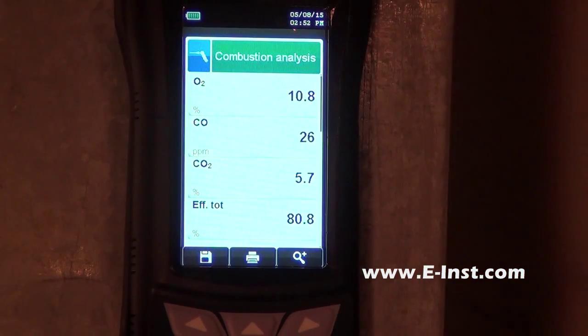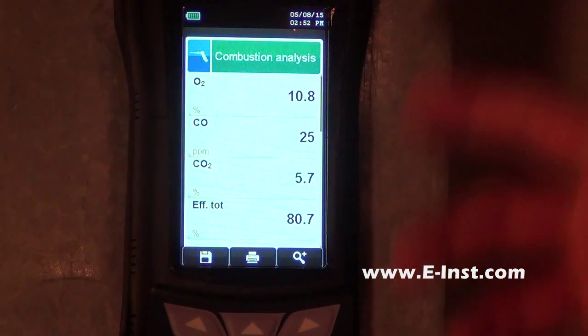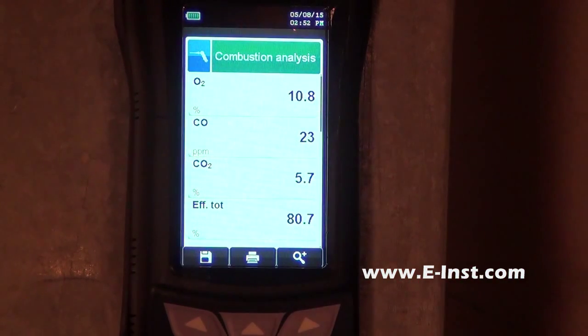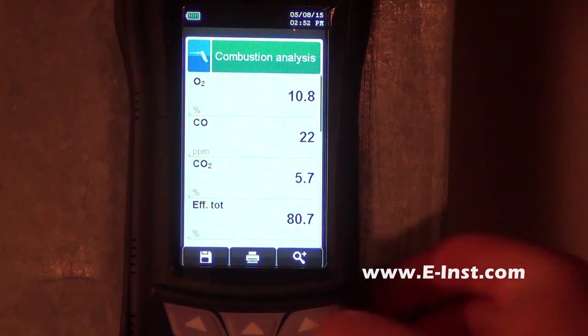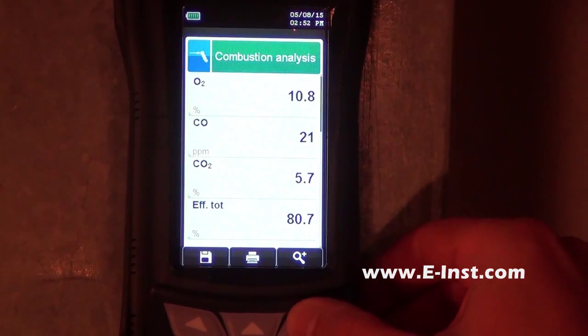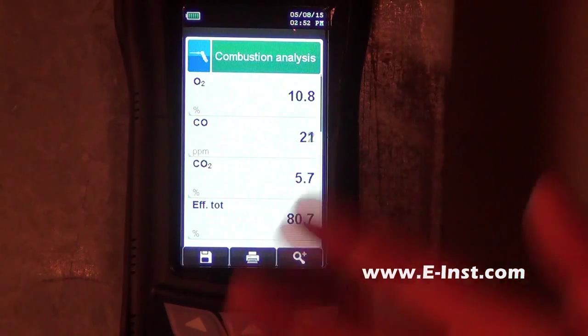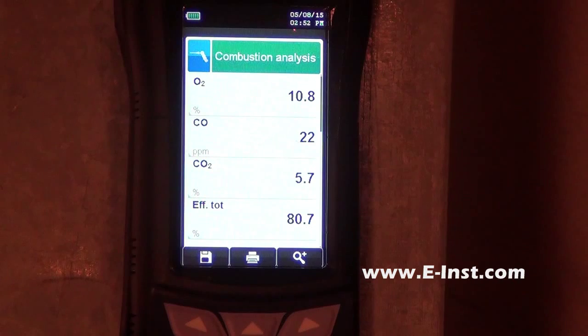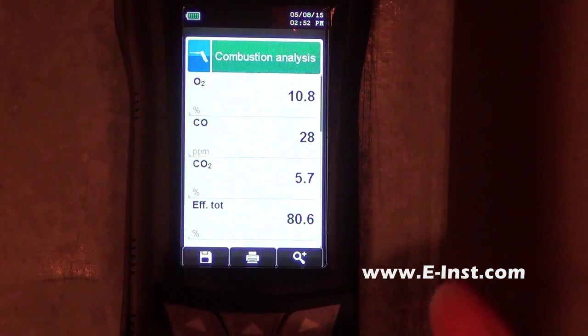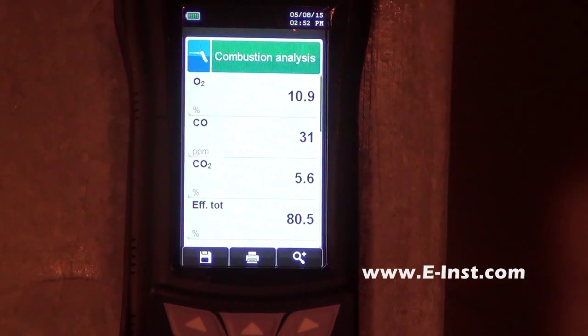With the analyzer set for natural gas, obviously because it's a natural gas furnace, we look and we see the oxygen, your CO, your CO2 measurements, your efficiency, and everything like that. So again, you can zoom in and out to make it easier for you to read. But right now our oxygen's at 10.8%, our CO is at 22 ppm, which is very good and low. CO2 is at 5.7, which is pretty low. Your efficiency is 80.6, so running at 80% on an 80% natural gas fired furnace.